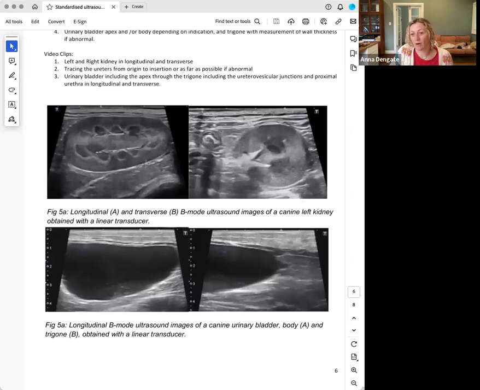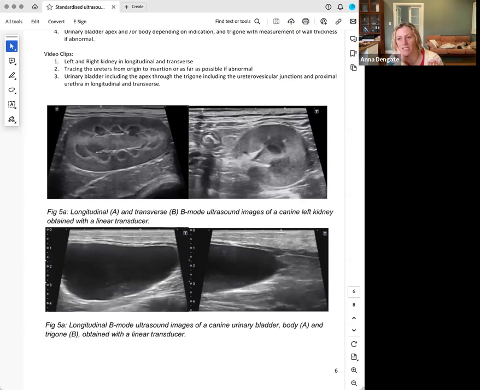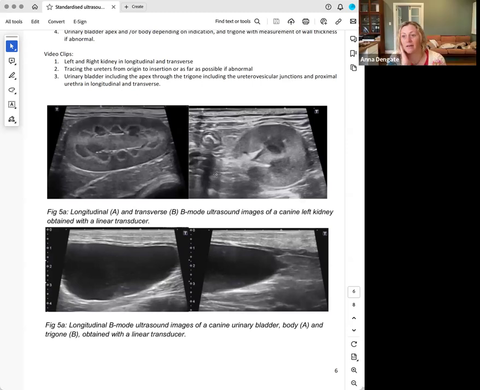Obviously, any alterations in echogenicity. So what sort of changes in echogenicity do we see most commonly? Hyperechoic cortex in old kidneys. Yeah. What causes the hyperechogenicity there? Like increased fat deposition. Fibrosis, yeah.